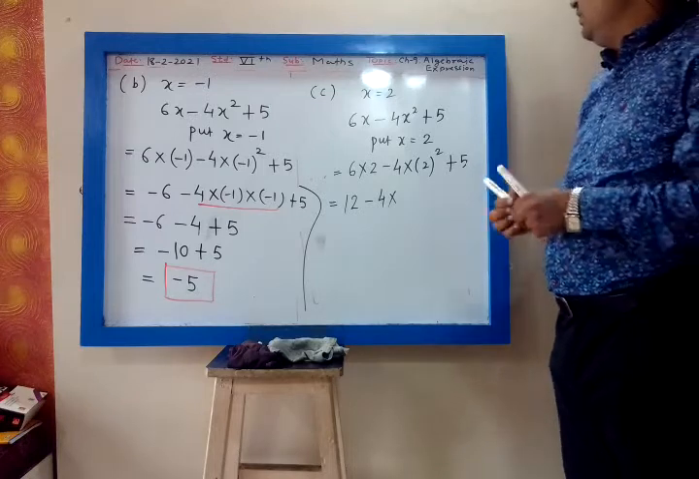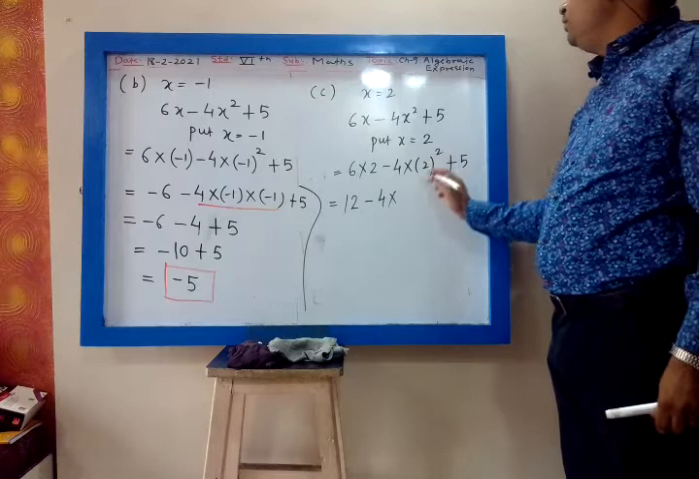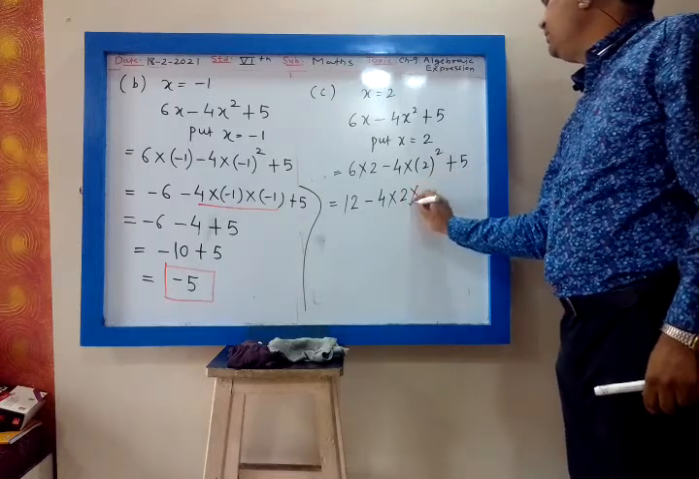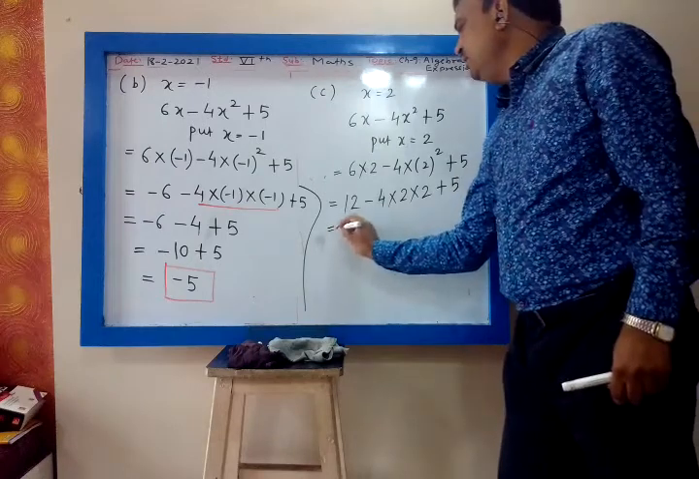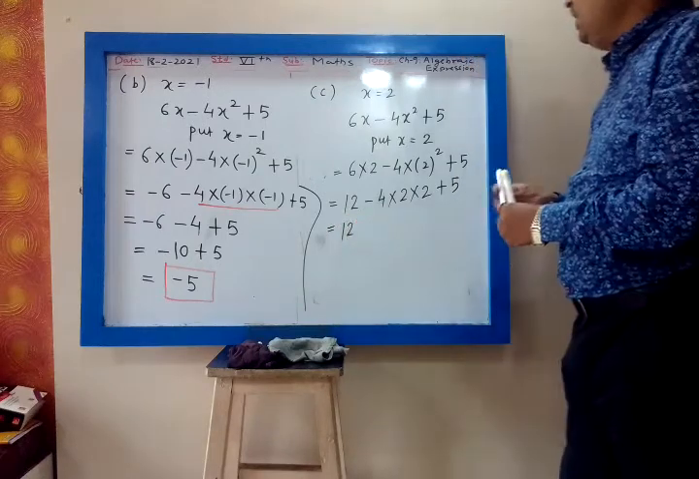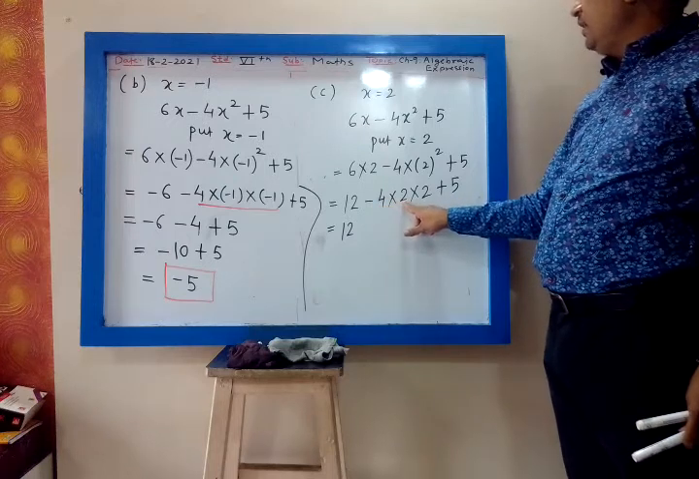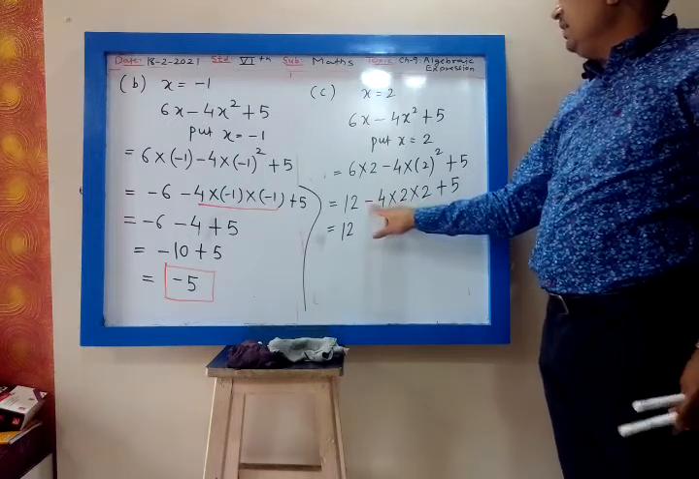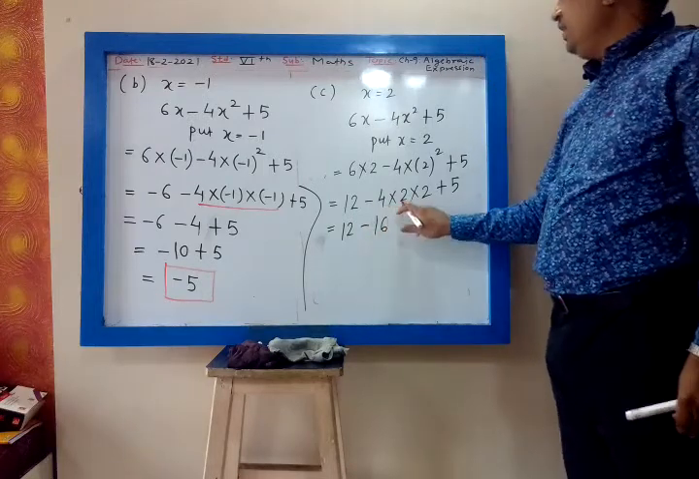Pay attention here. 2 raised to 2. 2 raised to 2 means the power is 2, so you have to multiply 2 two times. Plus 5. So 12 minus. Now you have to perform the multiplication. 4 2s are 8, 8 2s are 16. Then the minus sign is there. So 12 minus 16.